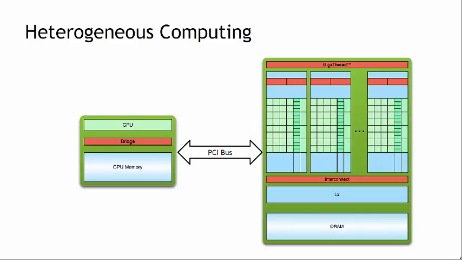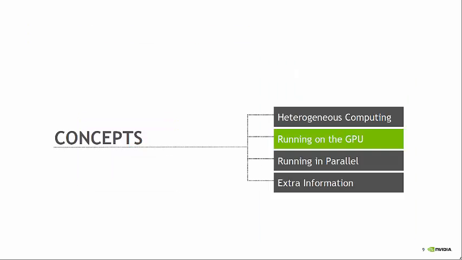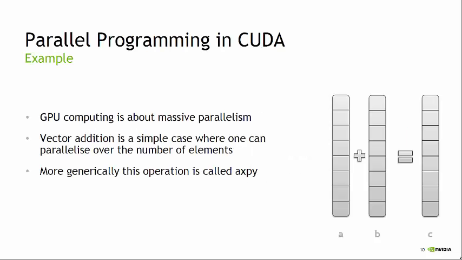So we're going to start with heterogeneous computing. We have our CPU, we have our GPU. We've seen this before, and that's all I wanted to talk about heterogeneous computing. The PCI bus is a problem. We have code that runs on the CPU and code that runs on the GPU. So now we want to run on the GPU. GPU computing is about massive parallelism. I've explained the hardware previously, and it should have been clear that to get good performance out of the GPU, you need a lot of parallelism. 10K, 100K, a million threads.